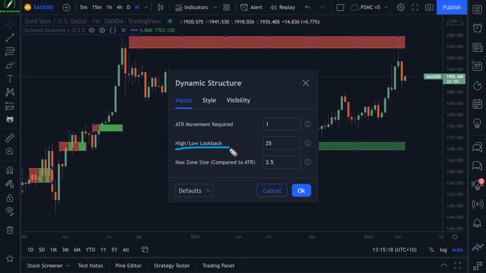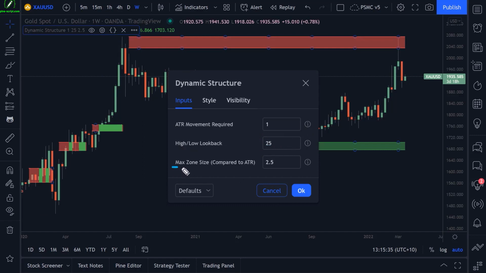Next up, we have our high-low lookback. So this is the lookback period for detecting the swing highs and lows in price action. Set to 25 by default, so we're looking back 25 bars to find the highest high and the lowest low over those 25 bars by default.